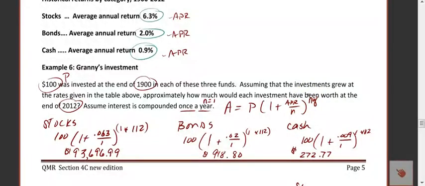So had we invested that money in stocks, we would have obtained $93,697 basically. If that money had been invested in bonds, we would have earned $918. And had we invested that in cash, we would have seen $272.77. So that's interesting to look at, what each of those would bring given our historical annual returns.